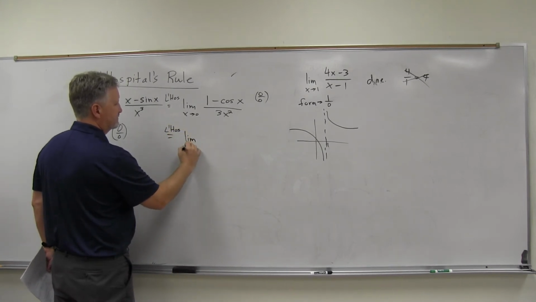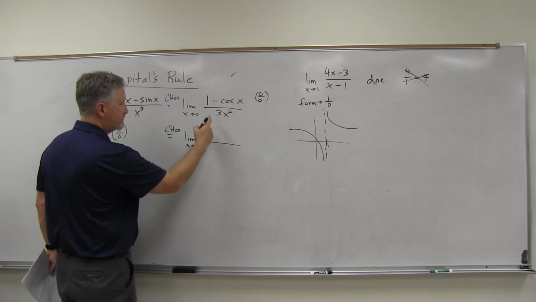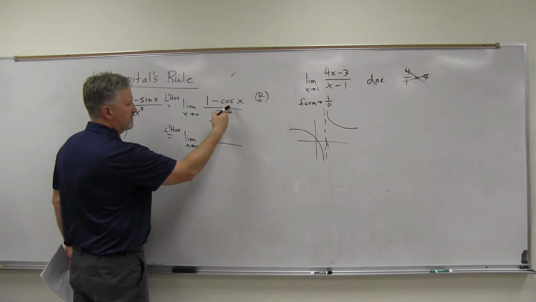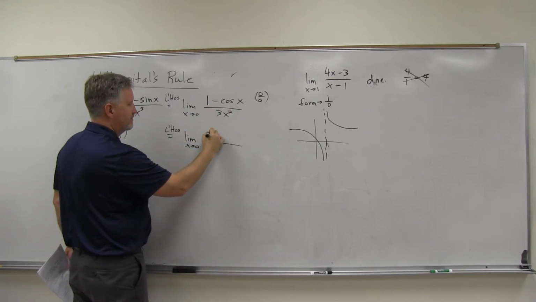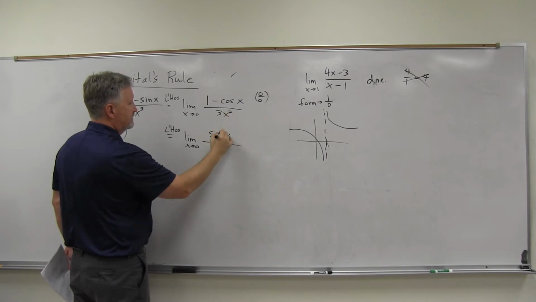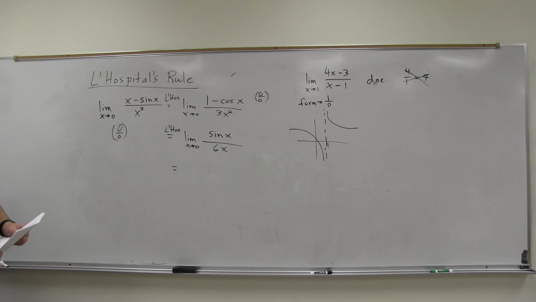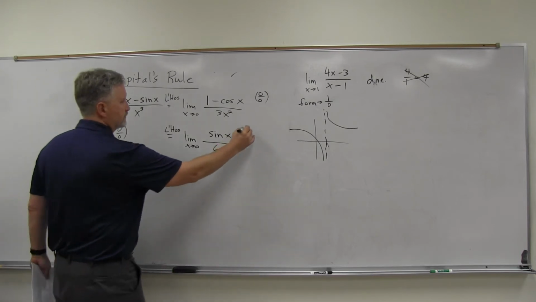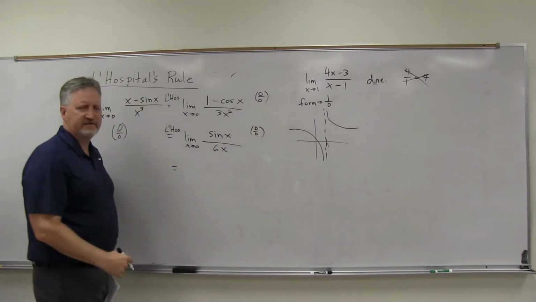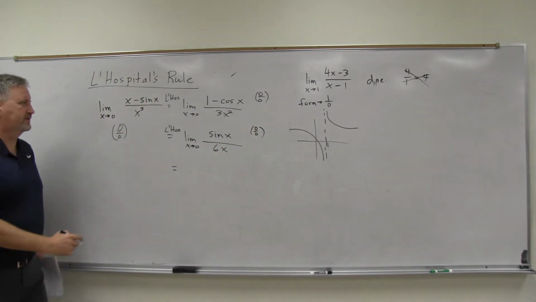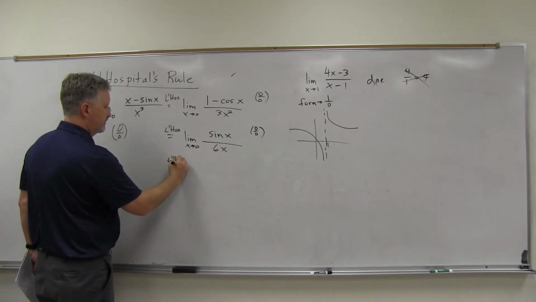So that's limit as x approaches 0. Derivative of 1 is 0. Derivative of minus cosine of x, positive sine of x, over 6x. Zero over 0 again. Yeah, so this could go indefinitely. I mean, it won't, but we can L'Hopital again.